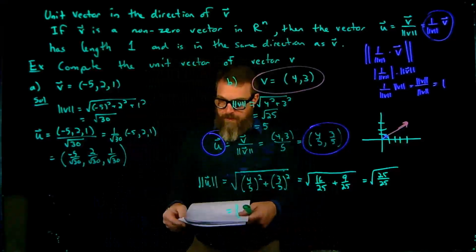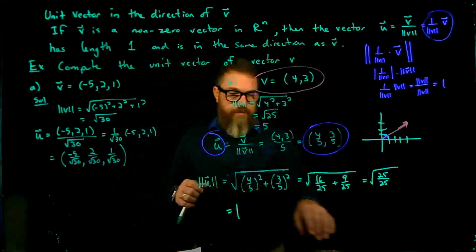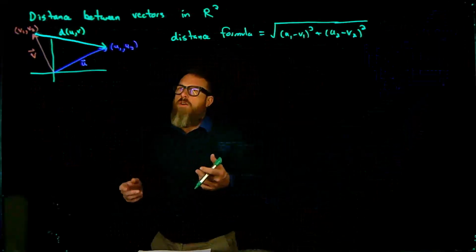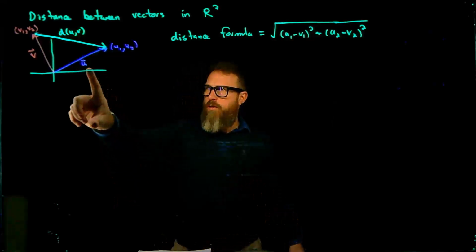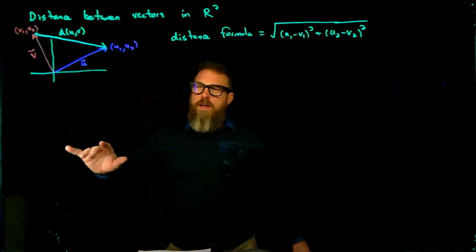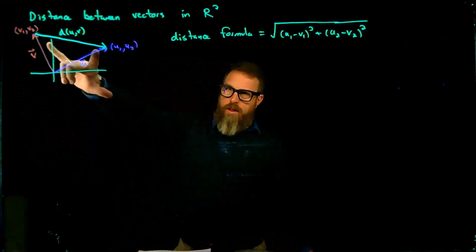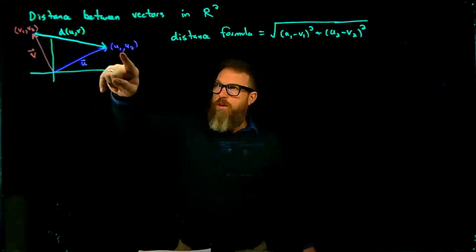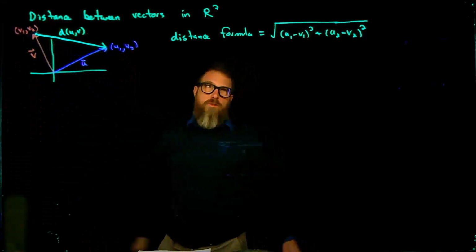So the distance between two vectors in R2, and what I've done is I've drawn a u vector, which is u1, u2, and a v vector, which is v1, v2. And the distance is really going to be nothing more than the length of that line that goes from v1, v2 to u1, u2, or backwards, it doesn't really matter.